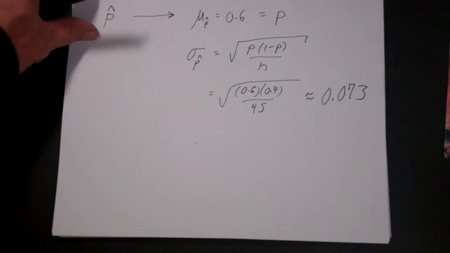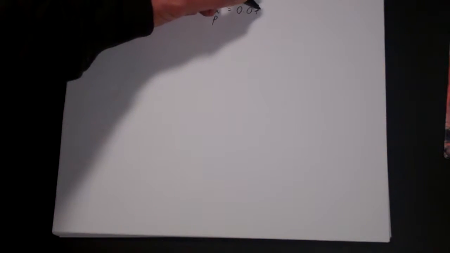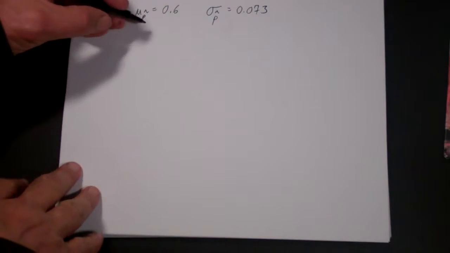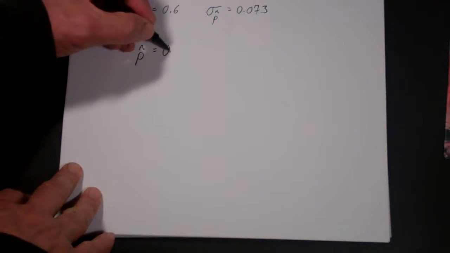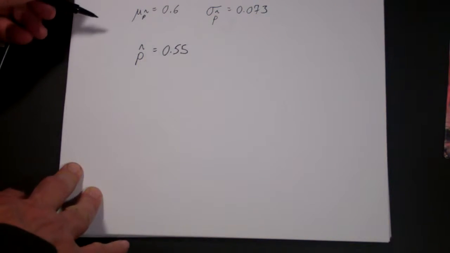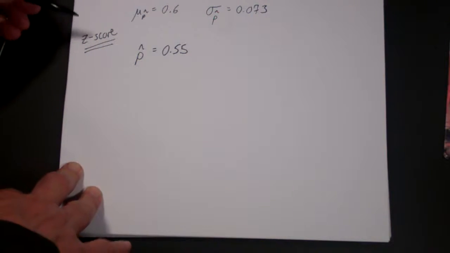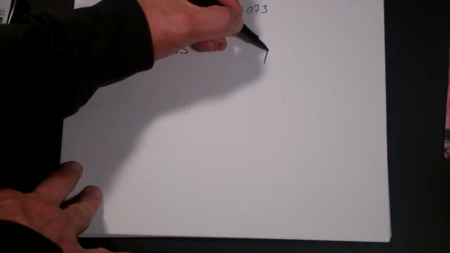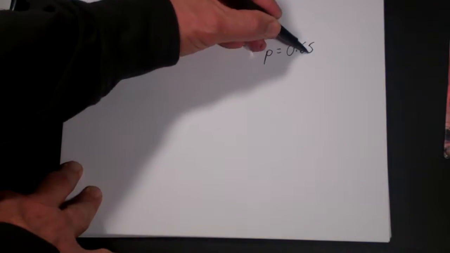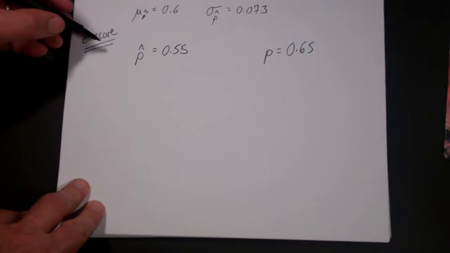Now what I want to do is take two p-values. Let me write that down real quick. Mu p-hat is equal to 0.6. Sigma p-hat is equal to 0.073. And what I want to do is take a p-hat of 0.55 and find the z-score. And then I want to do the same thing with p-hat equal to 0.65. So let's see if I can do both of these together.